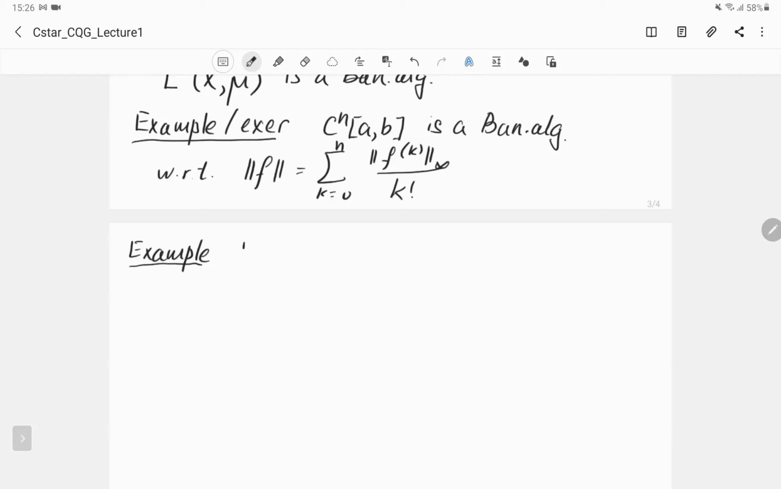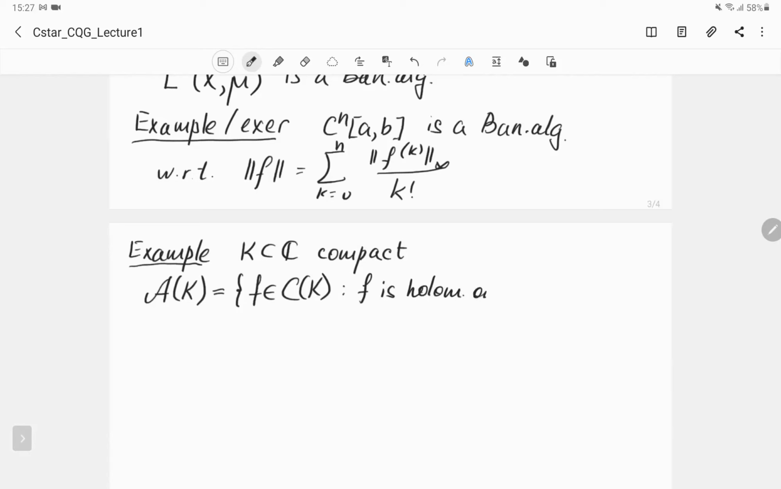So suppose that K is a compact subset of the complex plane. We denote by script A(K) the algebra of those continuous functions on K which are holomorphic on the interior of K. It's a simple exercise in complex analysis to show that this is a closed subalgebra in C(K). So it is a Banach algebra.